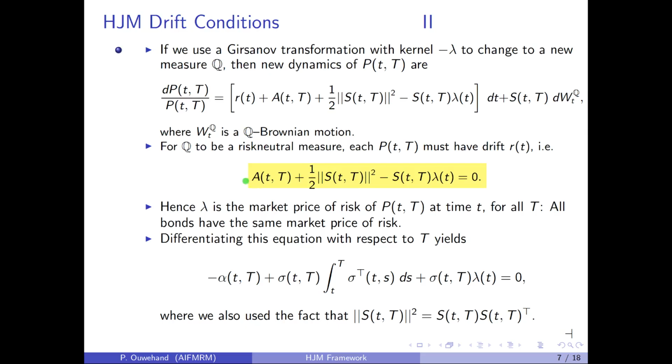Now, if we take this expression over here and we differentiate it with respect to the maturity variable, capital T, we obtain the following. We will also use the fact that the norm square of the volatility vector of the bond price is given by the product of S with its own transpose. Rearranging this equation yields the result.